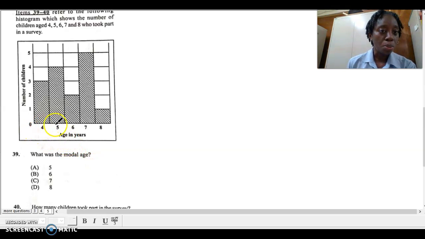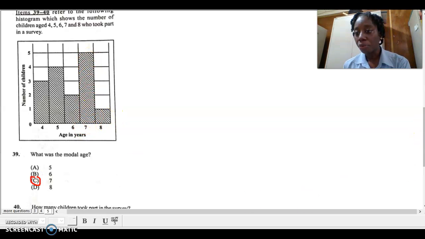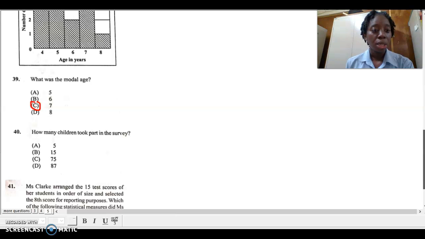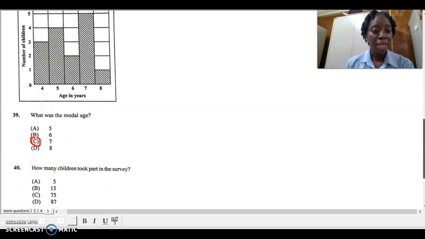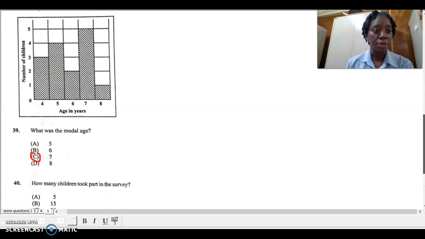Right, so the mode now would have been 7. All right, so that's the modal age. All right, moving on to question 40. How many children took part in the survey?